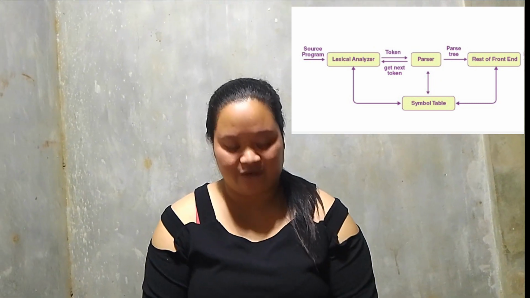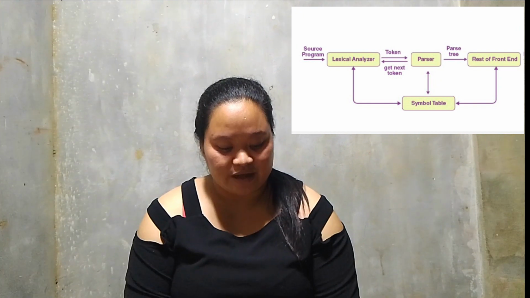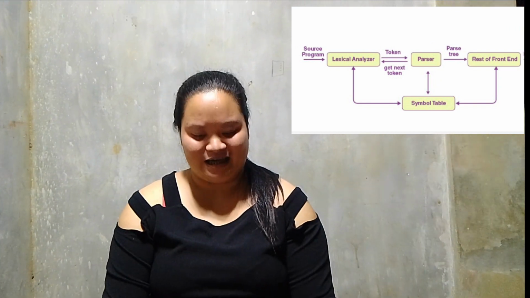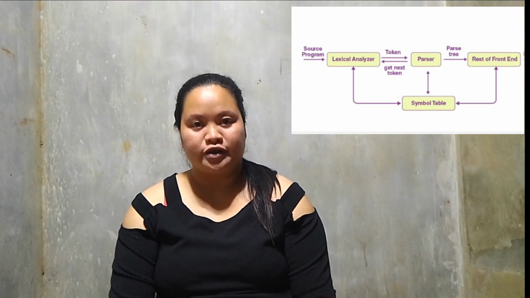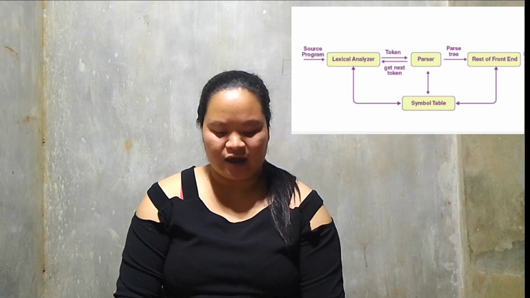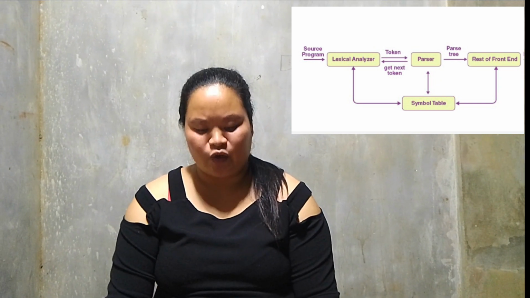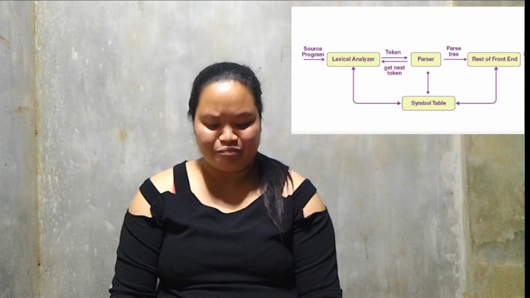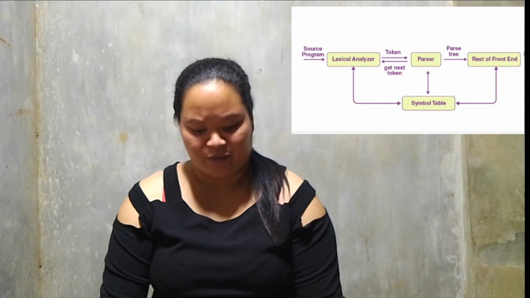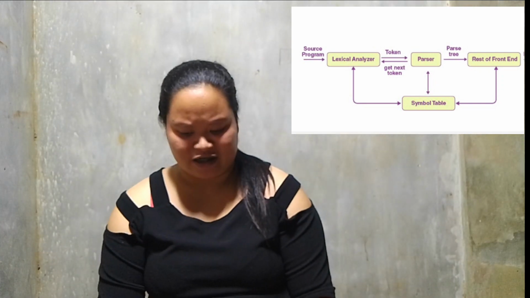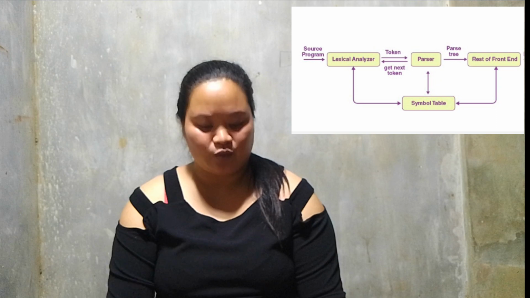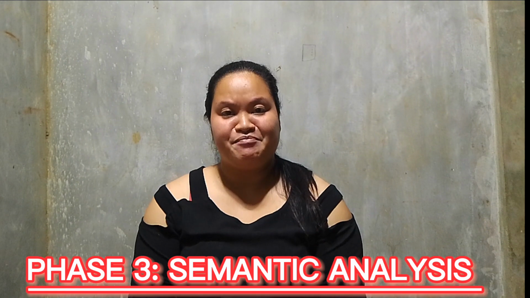So here is the list of tasks performed in this phase. First, it obtains tokens from the lexical analyzer, checks if the expression is syntactically correct or not, reports all syntax errors, and constructs a hierarchical structure which is known as a parse tree. Example: any identifier or number is an expression. If x is an identifier and y plus 10 is an expression, then x equals y plus 10 is a statement.